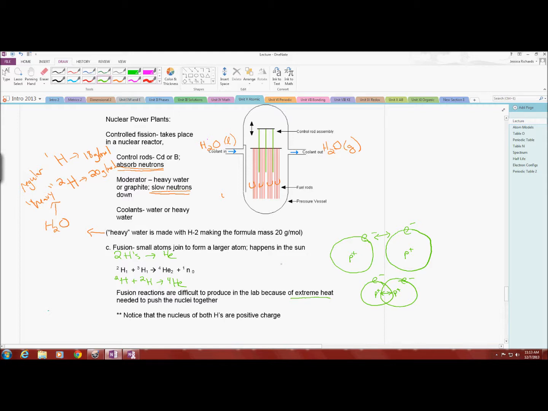So we have to get the plants, the research for the plants done first, but eventually they would become really cheap, and your only byproducts then are helium, which is an inert noble gas, and some neutrons. Not a problem with storing or disposing of this stuff, and your raw materials are the most abundant element in the universe, so that shouldn't be a problem either of running out of them.